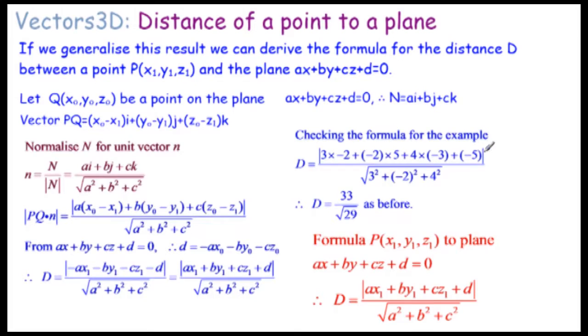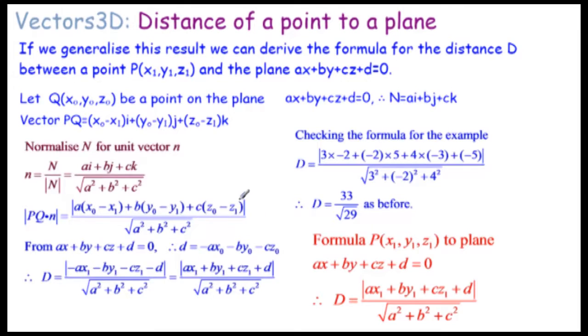So we just use the point x1, y1, z1, you can see here, and we use the a, b, c, and d from the plane. Then we divide it by the square root of this thing here, which is basically the length of the normal. So it's not too bad. This is how we derive it.